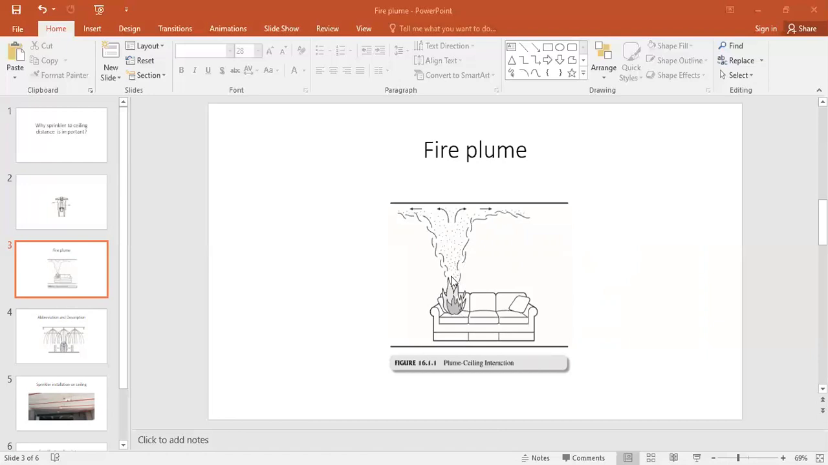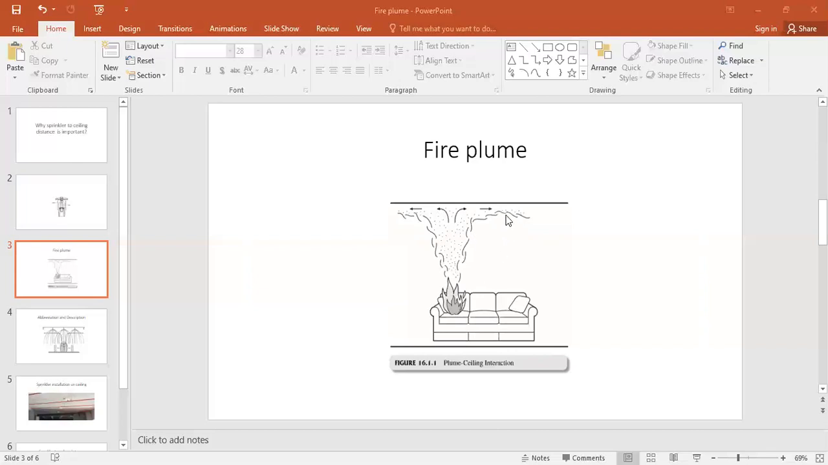This fire plume gradually grows and hits the ceiling. After that, it gradually increases in depth below the ceiling. Our sprinklers are located near the ceiling. Once the sprinkler bulb senses the heat, it will burst and the water will discharge. So here you can clearly understand that the sprinkler is not activated by the flame, it is activated by the heat of the fire plume. So if we believe it is activated by flame, our belief is wrong.